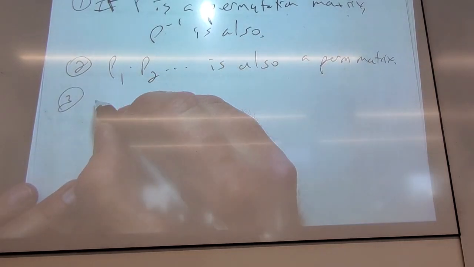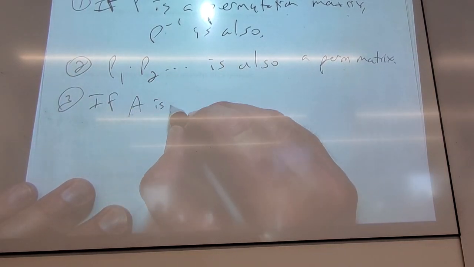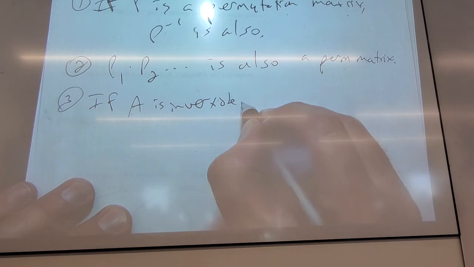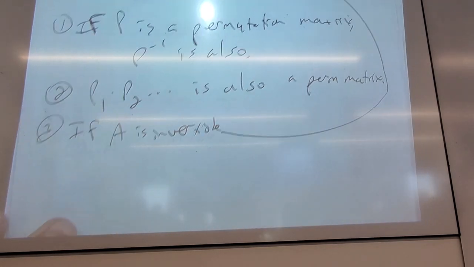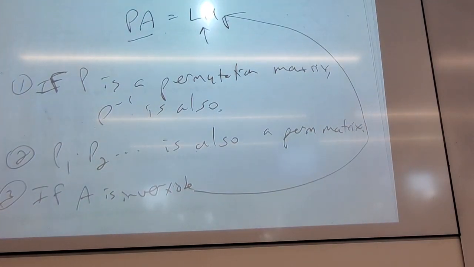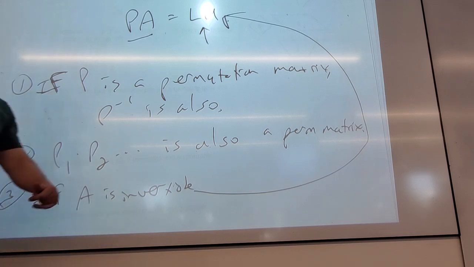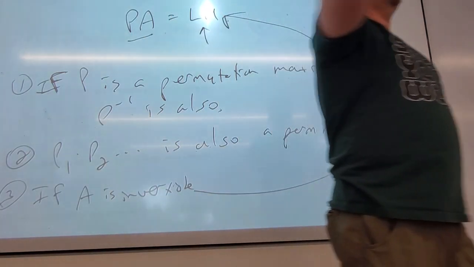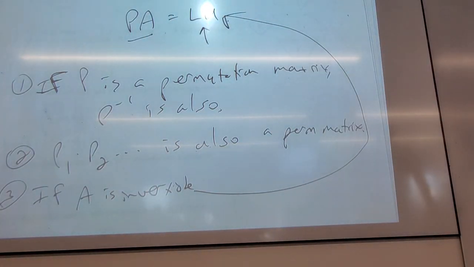And I already said this third one: if A is invertible, there exists a P such that if you multiply it by A, you don't have to switch things to avoid a zero pivot. Is the reason it's PA equals LU instead of A equals PLU? Yeah, because you apply P to A before you do the LU process. So the idea is there exists a P so that if you applied it to A first, the LU process wouldn't require a permutation.